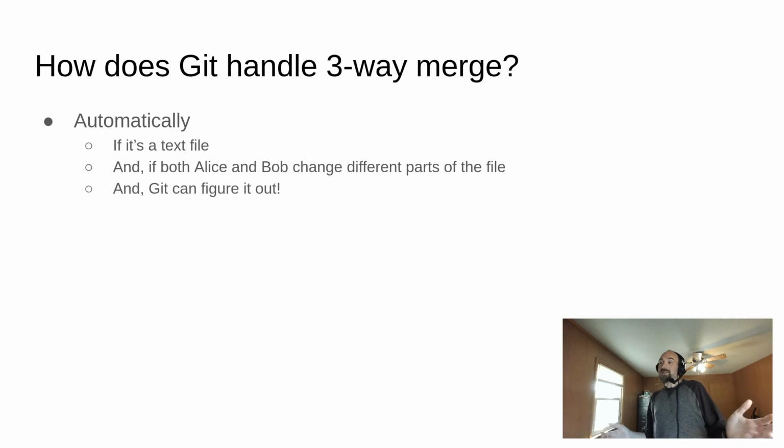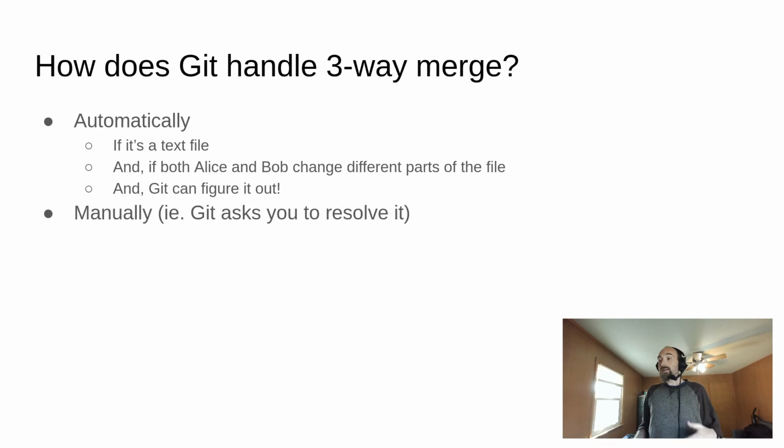And if Git can manage to work it out. So sometimes you'll get into a situation where you'll look at the files and say, like, these are different places and it's a text file. Like, why can't Git figure this out? And Git just can't figure it out. Whatever algorithm it's using to try to do the merge just can't deal with whatever that weird situation is.